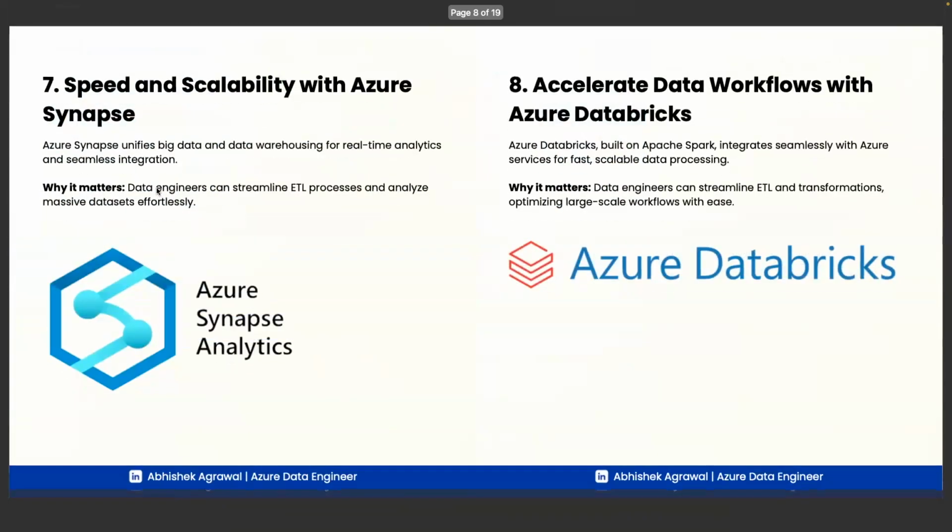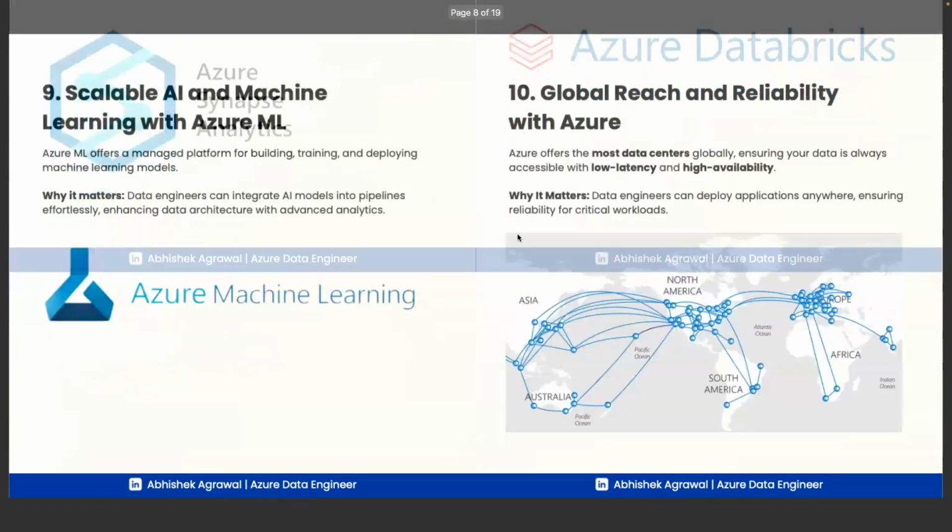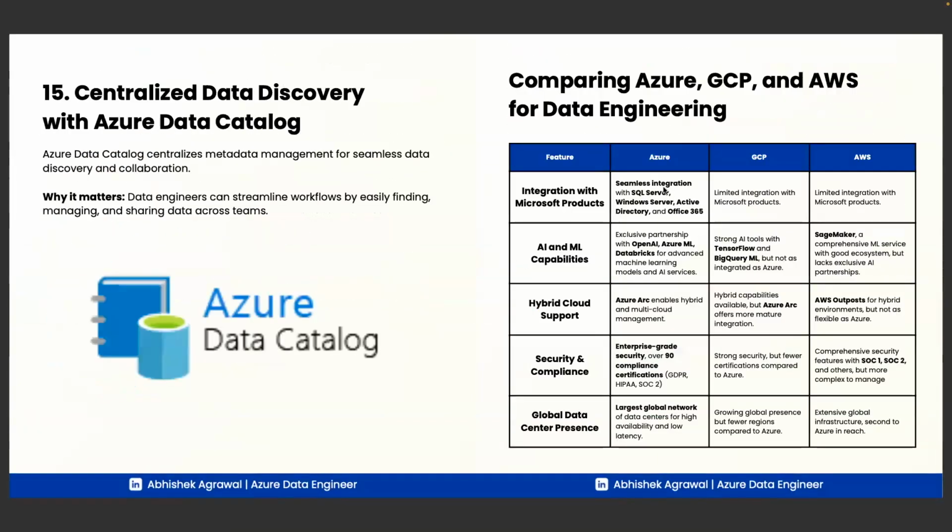comparison. So suppose Azure has a seamless integration with Office, and it has a very good investment with OpenAI as well, right? So I feel Azure has an edge over other clouds, right? But all the clouds are good. You just need to choose one cloud and then start with that, right?